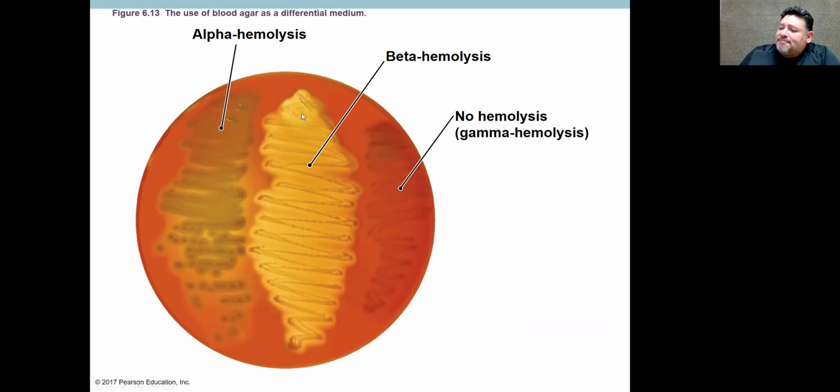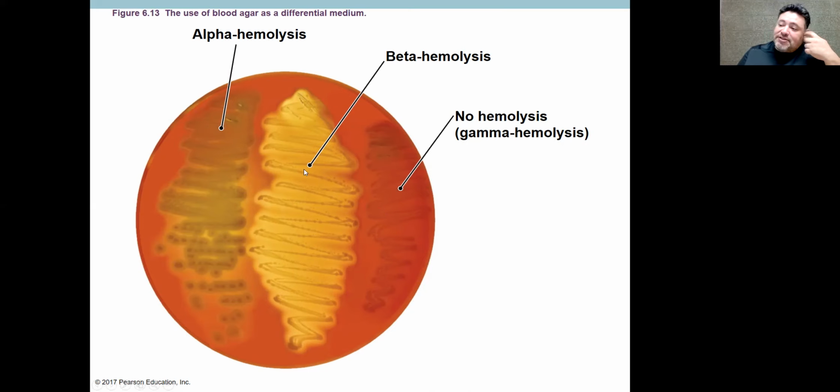Here's beta hemolysis. In beta hemolysis, we have a complete lysis of red blood cells. That's typically a bad guy. So this would be an example of Streptococcus pyogenes. And then this is gamma hemolysis, in which there's no breakdown of red blood cells. In that instance, Enterococcus faecalis would be an example of that. Even E. coli would be a good example. So they do not break red blood cells.